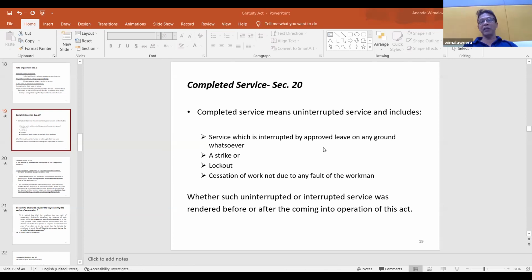Services which are interrupted by approved leave on any ground whatsoever, a strike, a lockout, or cessation of work not due to any fault of the workman, whether such uninterrupted or interrupted service was rendered before or after the coming into operation of this act.